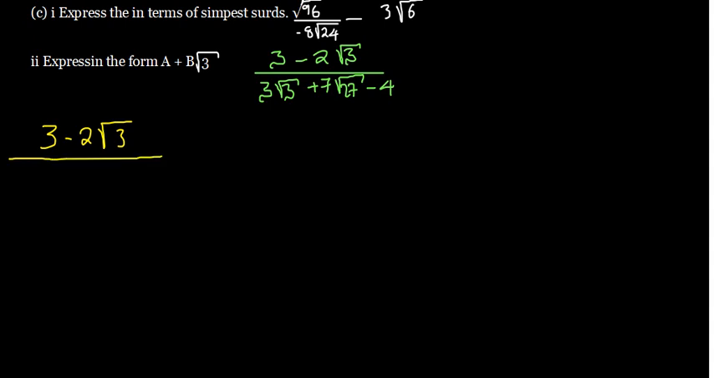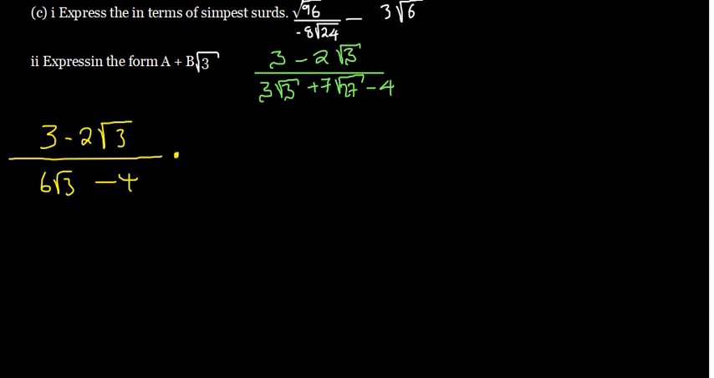So divided by 3 square root of 3 plus 7 square root of 27 minus 4. The first thing we need to simplify is this root of 27. Root of 27 is the same as 3 root 3 because 27 is 9 times 3, and the square root of 9 is 3. So this is 3 root 3 also. So 3 root 3 plus 3 root 3, we just add the 3's which are outside. That is going to give us 6 root 3, and then minus 4.